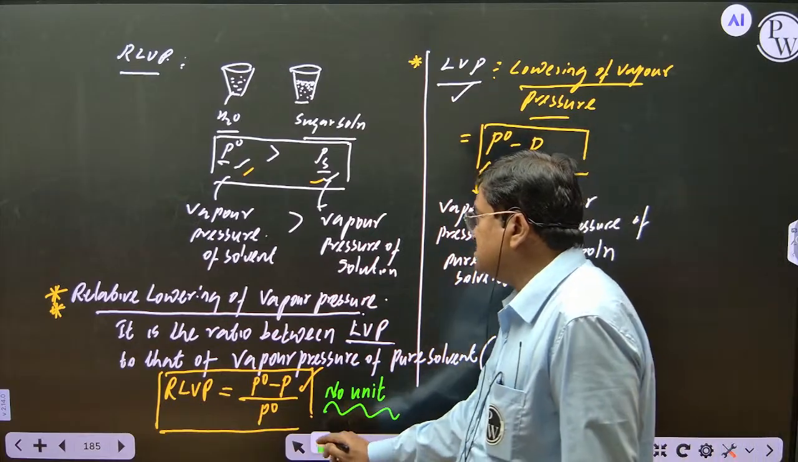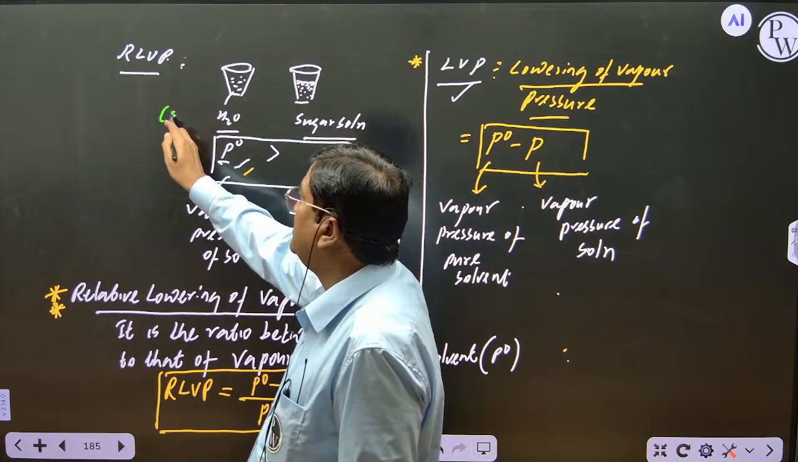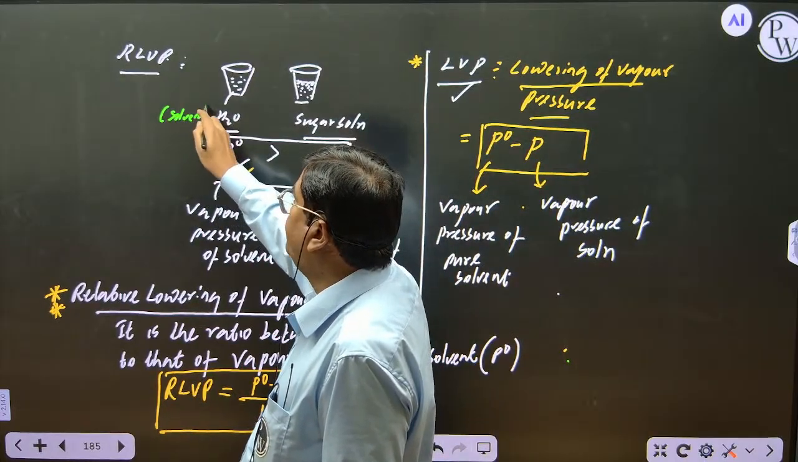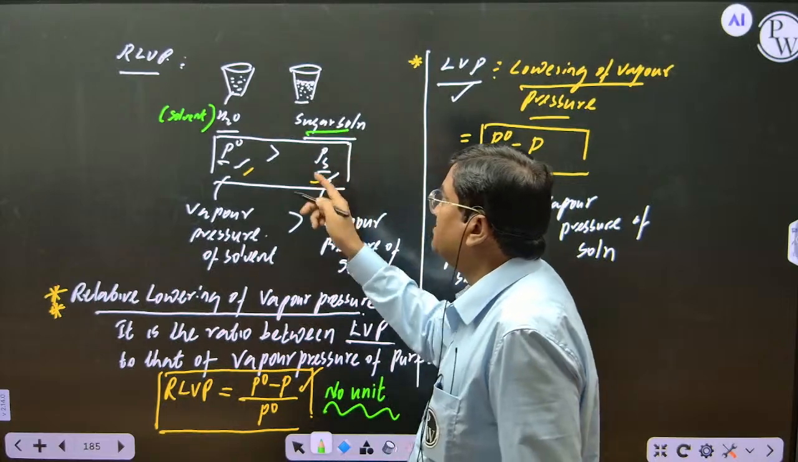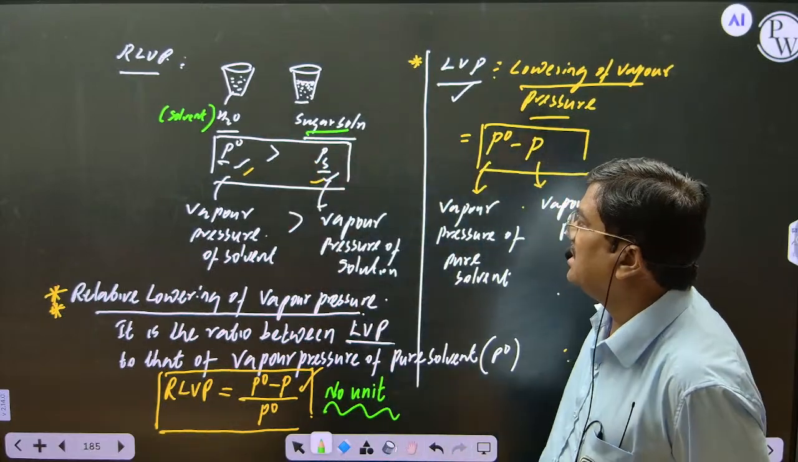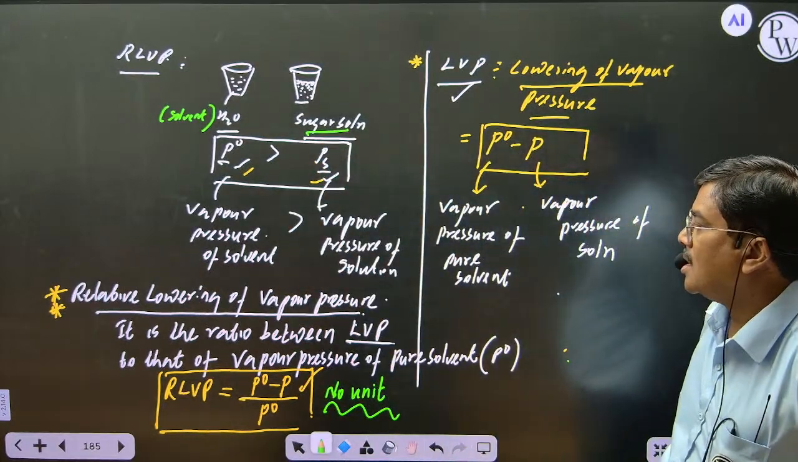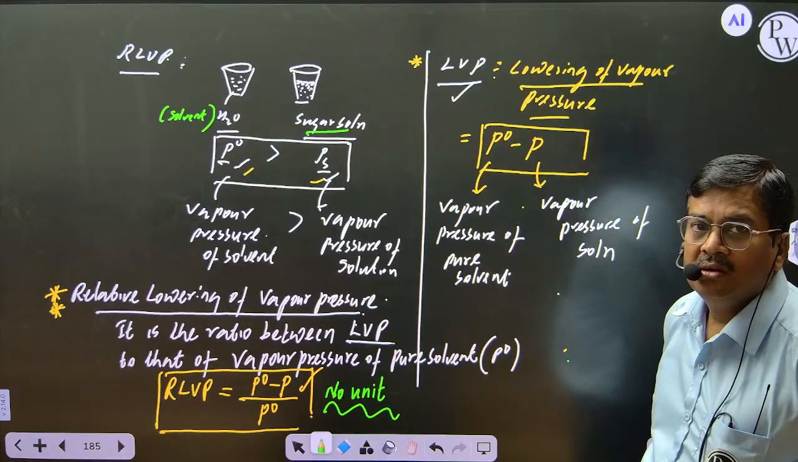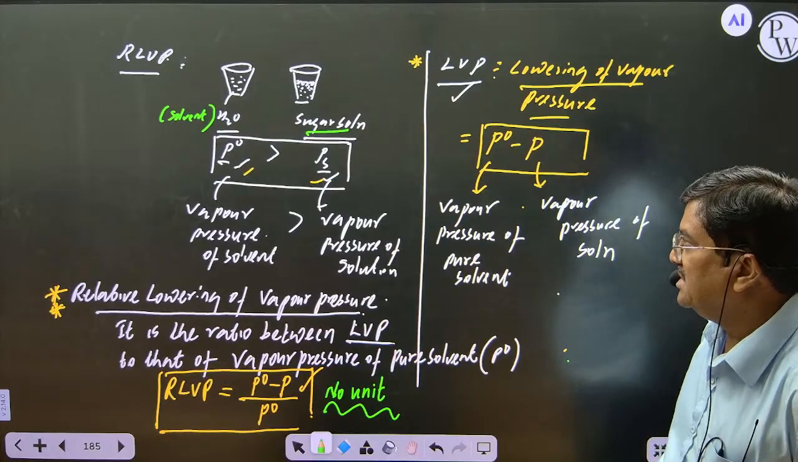This is solvent. This water will be solvent. This is solution. By adding sugar to water, we get solution. Copied all of you? Now observe here.